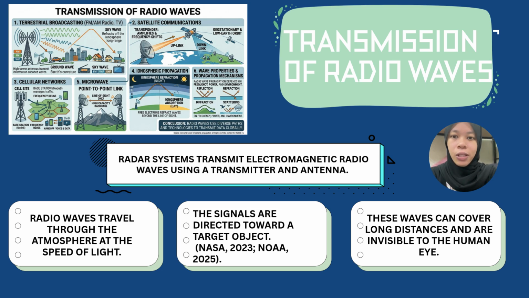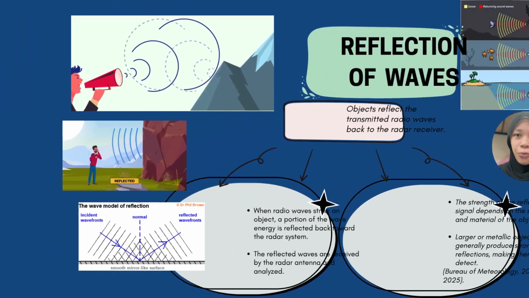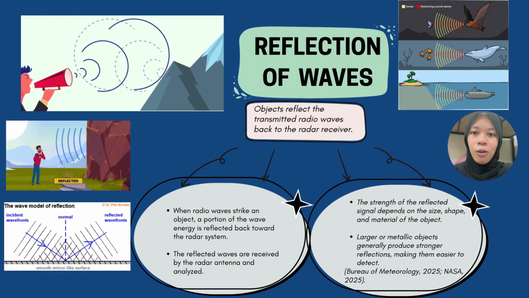To begin with, let's look at the first stage of radar operation, which is the transmission of radio waves. Radar systems use a transmitter and an antenna to generate electromagnetic radio waves and direct them toward the target object. This wave travels through the atmosphere at the speed of light and can cover very long distances. Moreover, because radio waves are able to operate in fog, rain, and darkness, radar systems can detect objects even when visibility is poor.